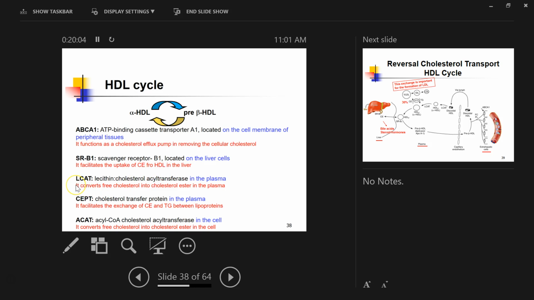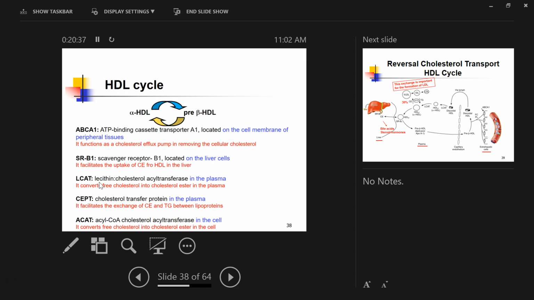All right. So the third one is the LCAT. LCAT is lecithin cholesterol acyltransferase, and this enzyme catalyzes the esterification of cholesterol to cholesterol esters. And this enzyme is actually present in the circulation, in plasma.